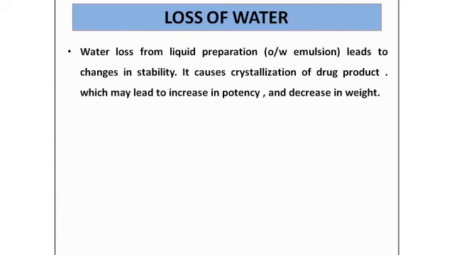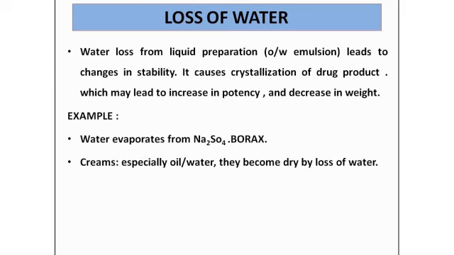The next one, loss of water. Loss of water generally happens in oil in water type of emulsion. If it happens, what will be the consequences? Stability is affected. Sometimes crystallization of the drug also takes place, which affects the potency, and it can lead to a decrease in the weight of the formulation. Example, water evaporates from borax and sodium sulfate, and creams, especially oil in water type, become dry by loss of water.